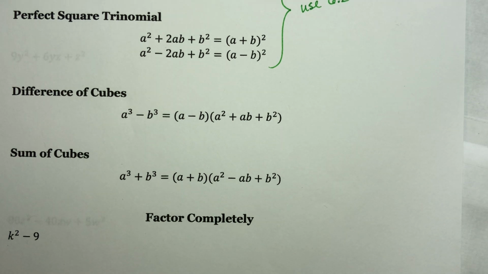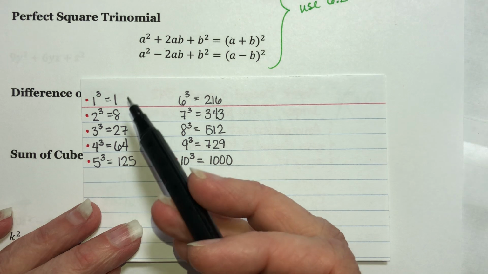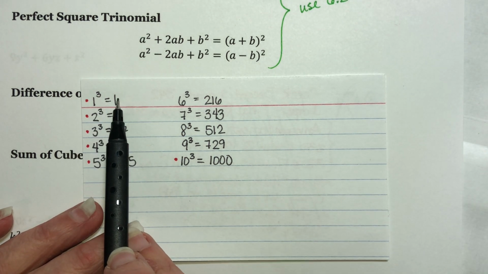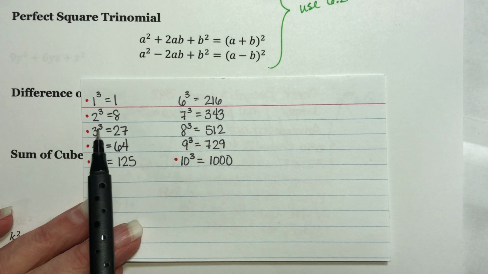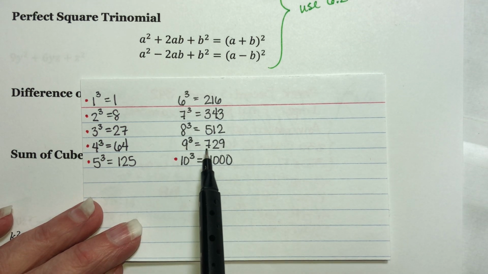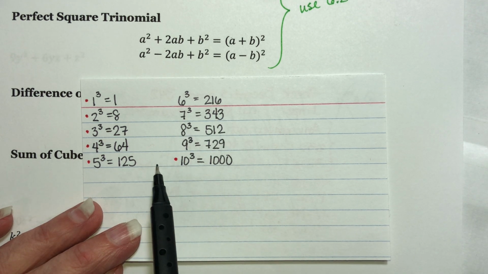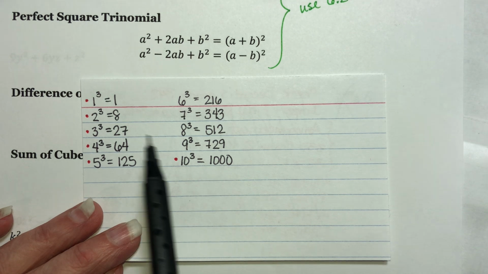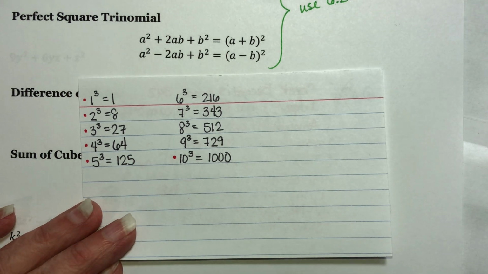One thing I do want to show you are some perfect cube numbers. You would want to be able to recognize these fairly quickly. 1 is a perfect cube because it's 1 cubed. 8 is 2 cubed. 27 is 3 cubed. 64 is 4 cubed. 125 is 5 cubed. I gave you 6, 7, 8, and 9 cubed, but we don't see these that often in the homework. You also see 10 cubed, which is 1,000. The ones with the little red dots are the ones that we see most often in the homework.